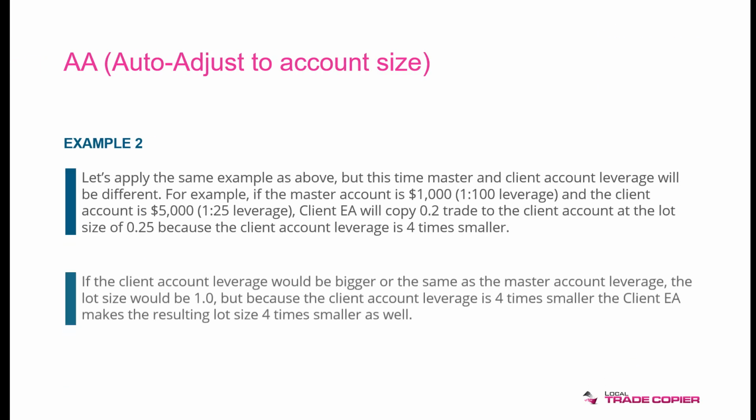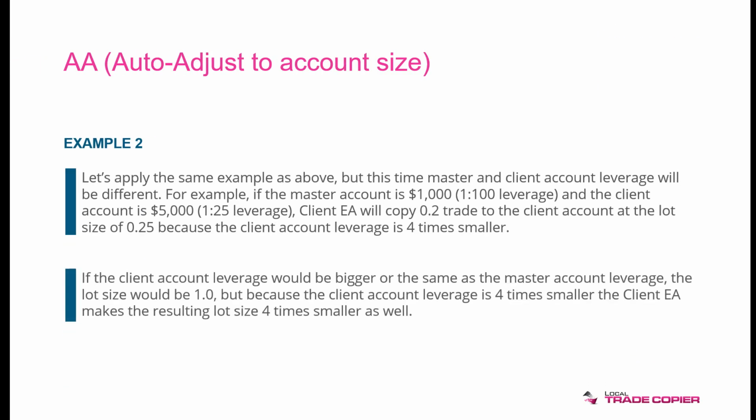Yeah. So let's apply the same example as before, but this time the master and the client account leverage will be different. So for example, if the master account was $1,000, let's say it has a leverage of 1 to 100, but the client account of $5,000, let's say it has a leverage of 1 to 25, which is 4 times smaller than the leverage of the master account. So in this case, the client EA will copy the same 0.2 lot size trade to the client account at the lot size of 0.25. And this is because the account leverage is 5 times smaller.